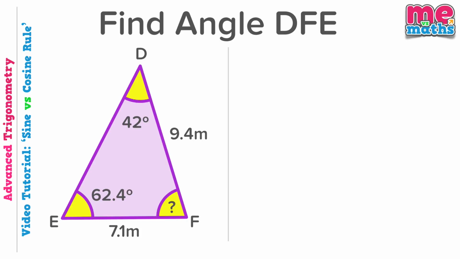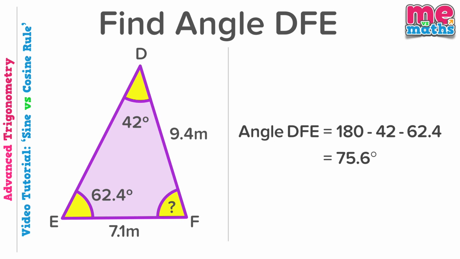Now it's amazing on reaching this point how many students start trying to use the cosine rule or some incredibly complex method to find this missing angle, completely forgetting the simple fact that angles in a triangle always add up to 180 degrees. So now we know our other two angles, we just need to subtract these from 180 and we'll find our angle DFE, which is actually 75.6 degrees.